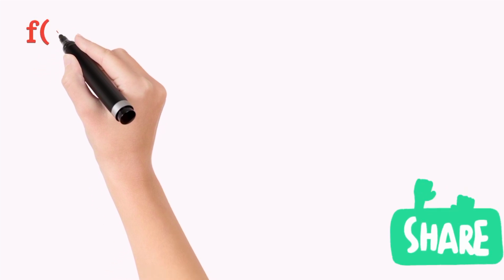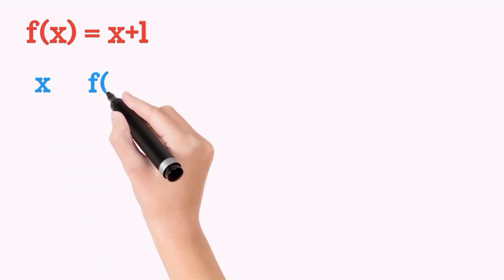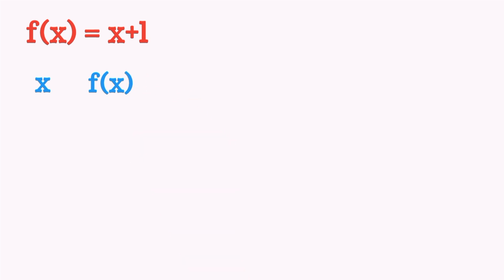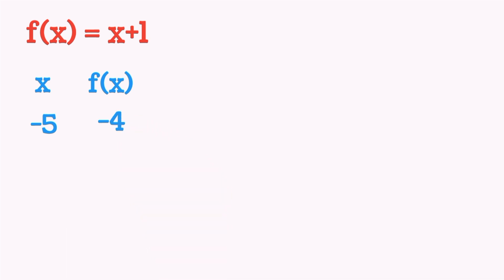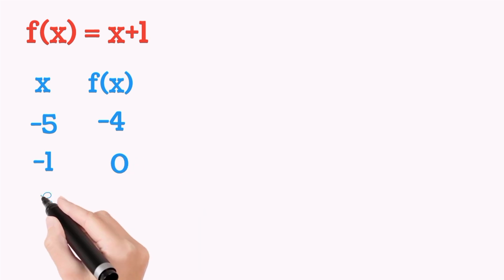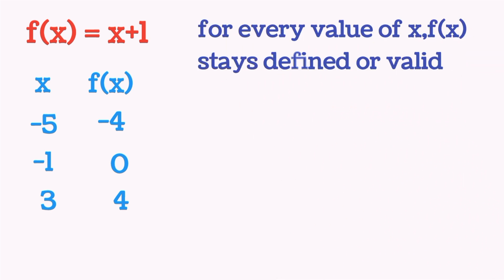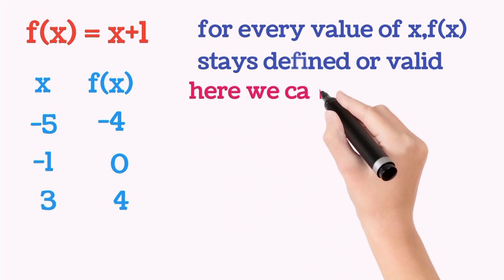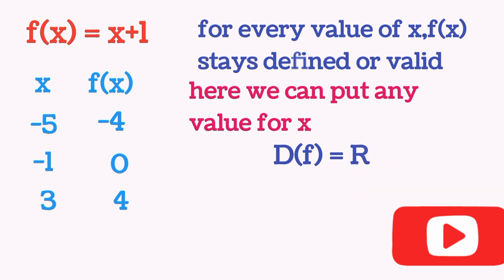So now let us take a function f(x) is equal to x plus 1. Now for every x we will calculate the value of f(x). So if we put x is equal to minus 5, then f(x) will be minus 4, and when x is equal to minus 1, f(x) will be 0. When x is 3, f(x) will be 4. So for every value of x, f(x) stays defined or valid. So here we can say that the domain of the function is all real values.